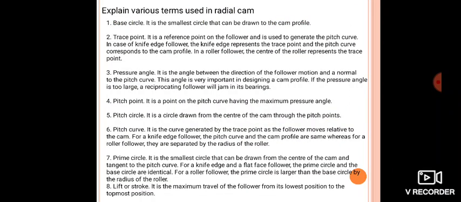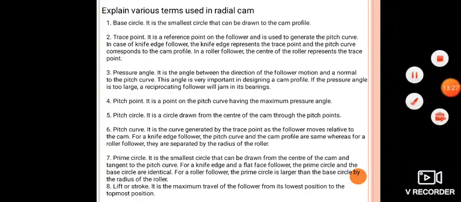Explain various terms used in radial cam. Whatever terms we use while drawing the radial cam, those are base circle, trace point, pressure angle, pitch point, pitch circle, pitch curve, prime circle, that I told in the classrooms very clearly. Once again we will see those definitions. First one is base circle. What is base circle? It is the smallest circle that can be drawn to the cam profile. While drawing the cam profile, whatever smallest circle we draw, that is called the base circle.